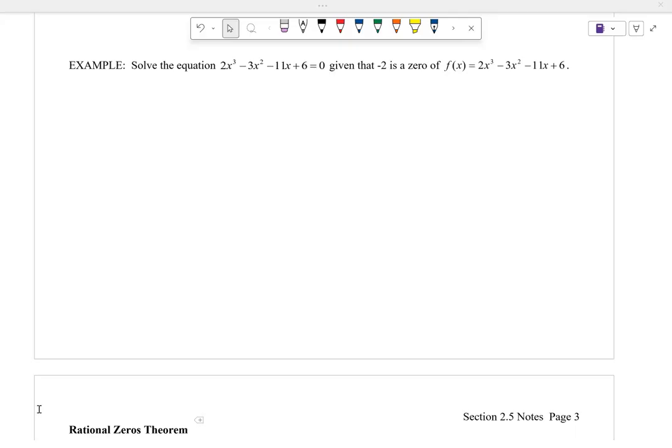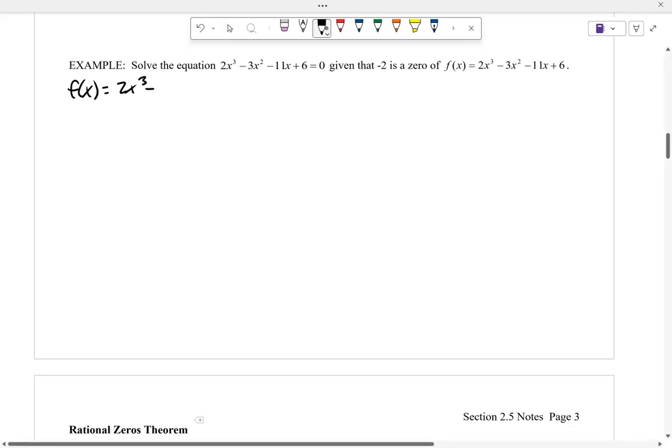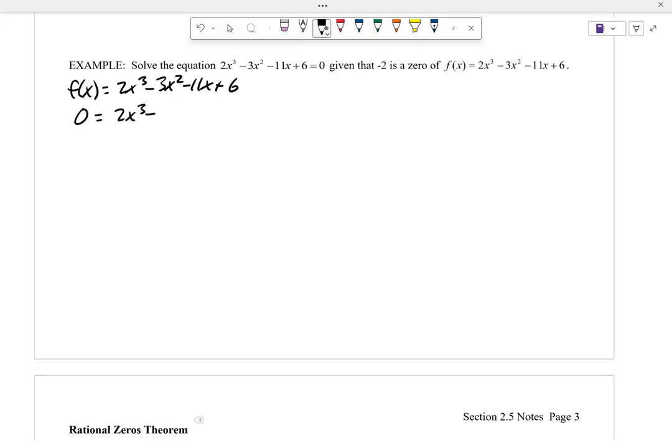All right, solve the equation given that -2 is a 0 of f(x). So notice they have f of x equals 2x cubed minus 3x squared minus 11x plus 6. So let's say we solve the equation if f of x, if y is 0. In other words, what are my x-intercepts? Well, they're telling us -2 is a 0. They're already giving you one of them.